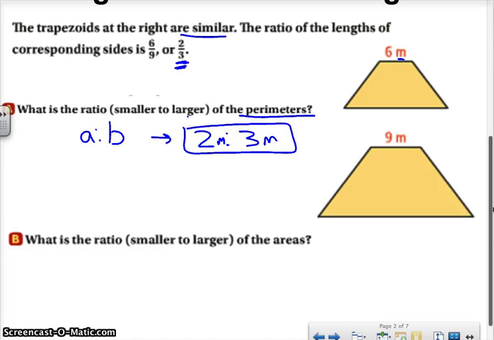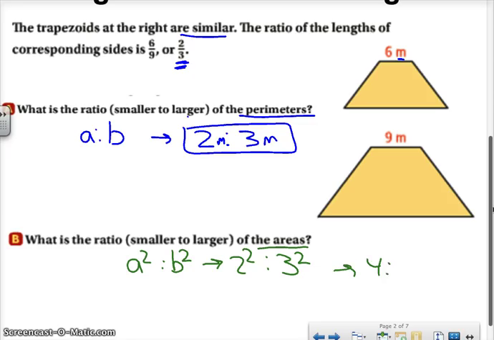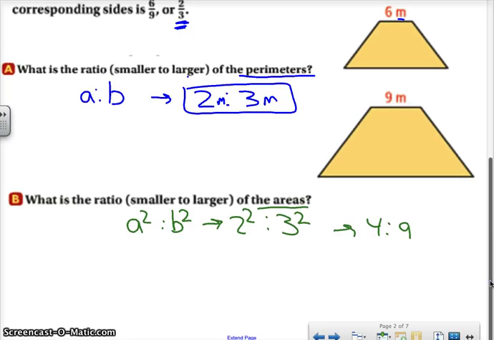When we're talking about areas, the area of the small to the large is not 2 to 3. The ratio would not be 2 to 3. What it would be is A squared to B squared. Well, that means we're going to take 6 and square it. Or we could take the simplified version, 2, and that works too. 2 squared to 3 squared. This is going to be 4 to 9. Maybe I should write it including some units. It would be 4 square meters to 9 square meters.